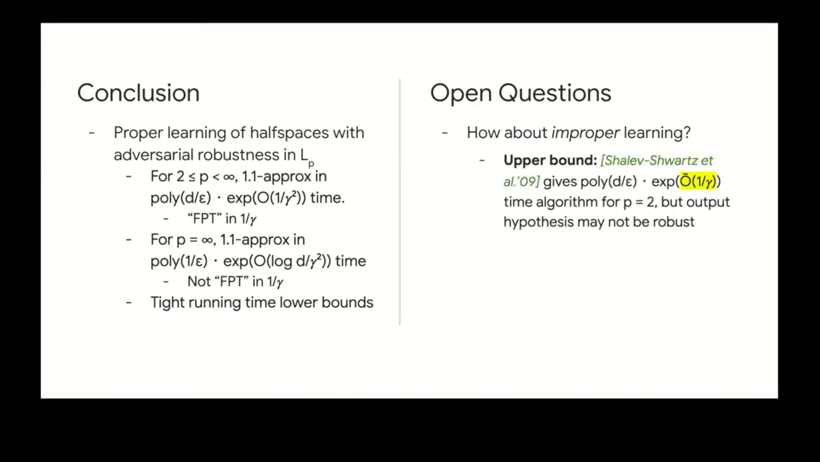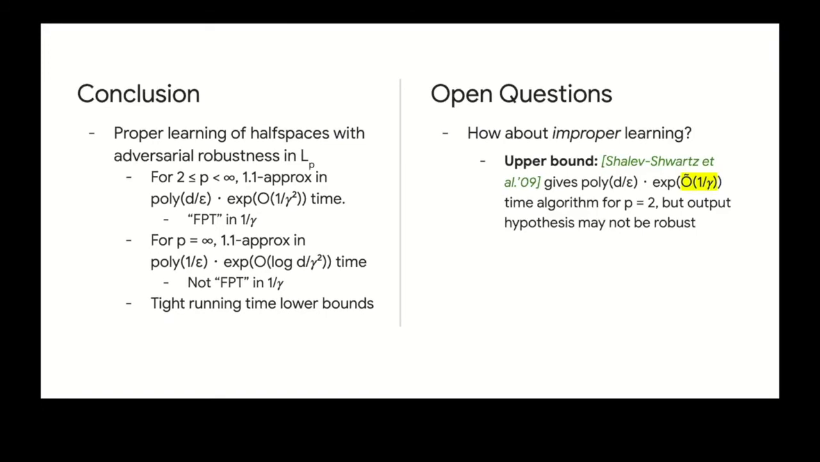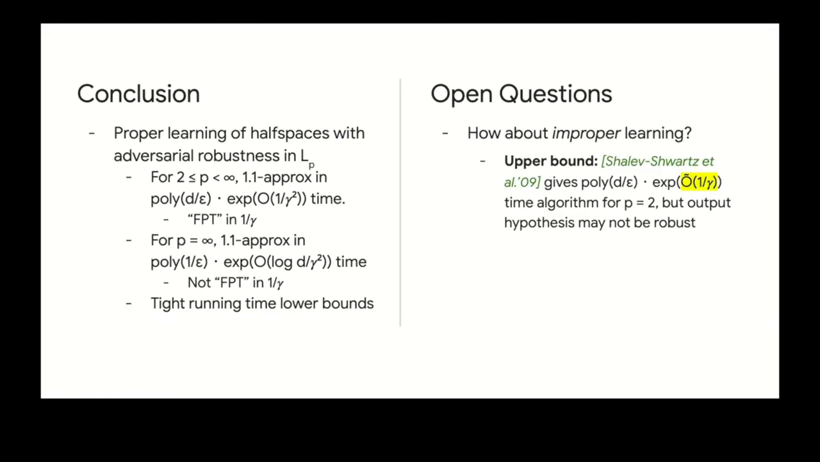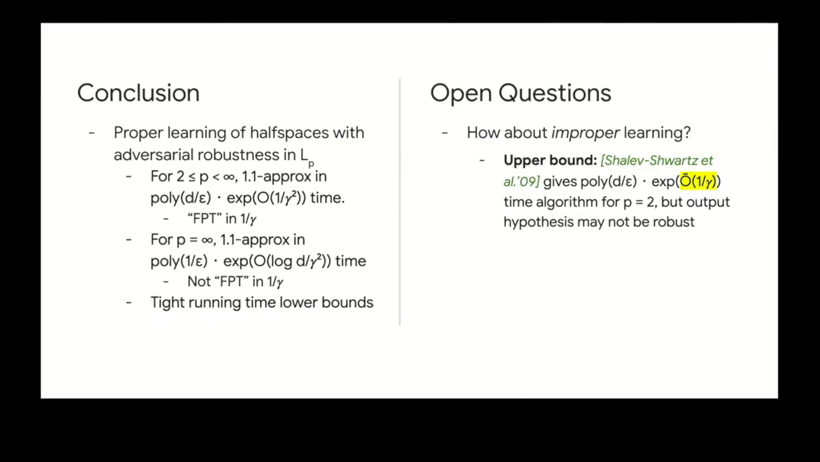And it turns out that, in fact, it is possible to get a faster algorithm if you consider improper learning. But the known algorithm only works for p equals 2, and the output hypothesis is not robust. So in this Shalev-Shwartz work from 2009, they only show that the classification error is small, but not the robust classification error. So it would be interesting whether you can get a similar result for the robust case as well.